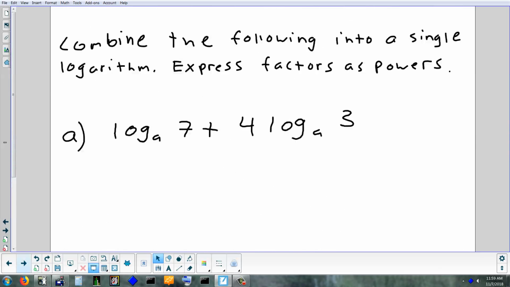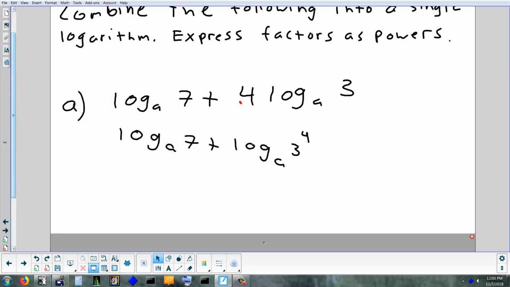All right, let's try this one. Now it says to combine it into 1, make factors as powers. So now you do everything in reverse. It's the same steps. What would happen to this 4 if we're going to reverse everything we did, pretending like that would have been a final answer we just got? Yep. Put it back as an exponent. Log base A 7 plus log base A of 3 to the 4th. At this point, we might as well do 3 to the 4th power and just write what that is. Okay, and I'll do that in the next step.